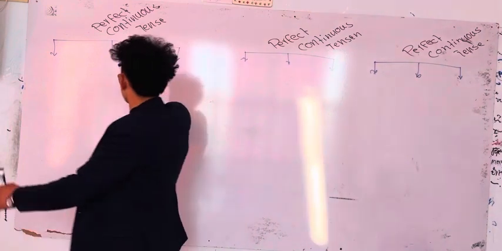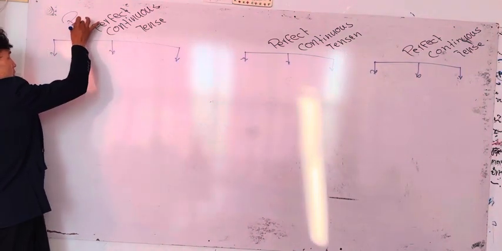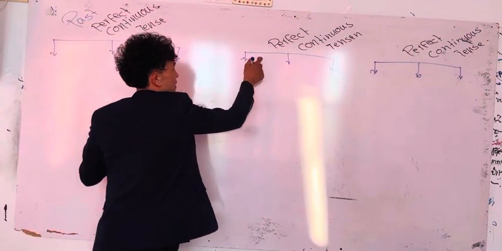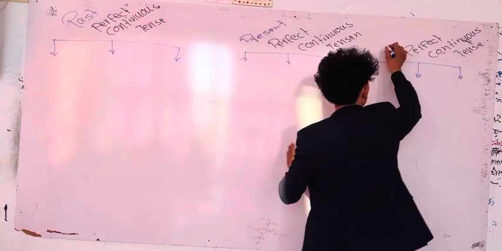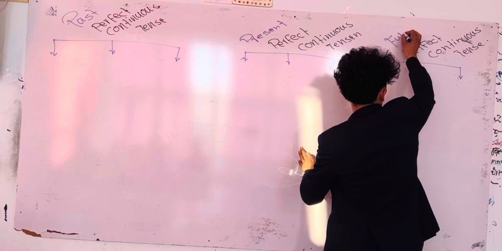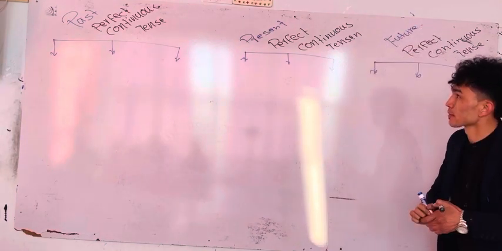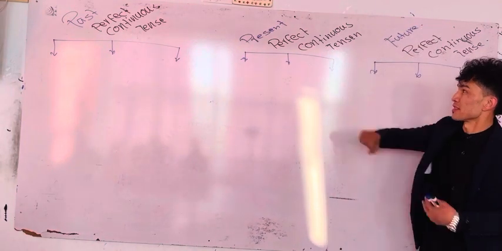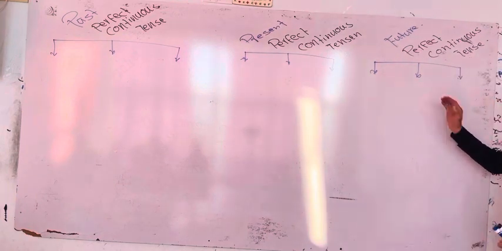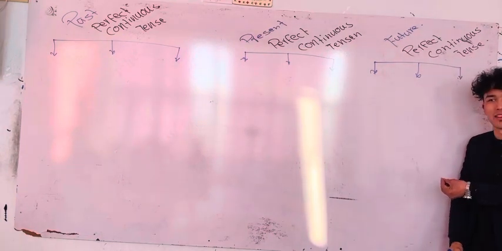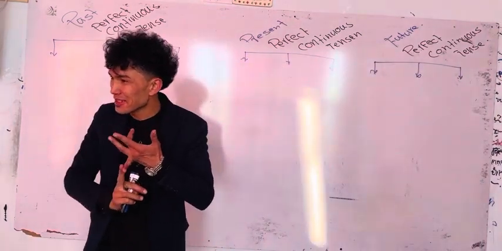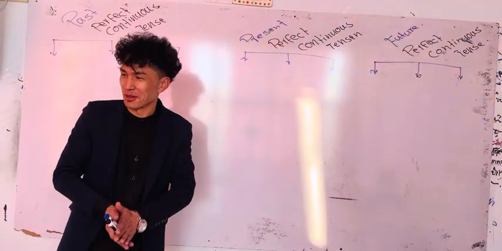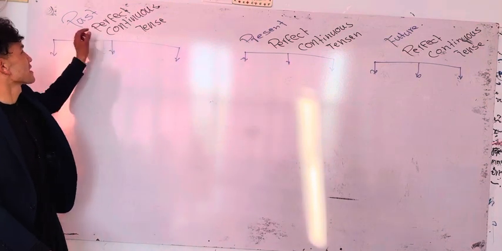This is past. This is present. And this one is future. Past perfect continuous tense. Present perfect continuous tense. And future perfect continuous tense. We are done with present perfect, past perfect, and future perfect. Let's have a look at perfect continuous.